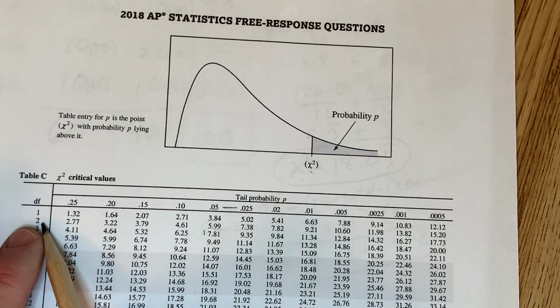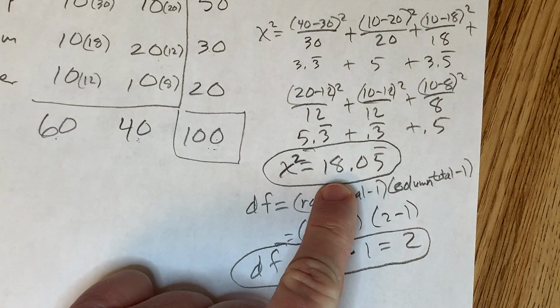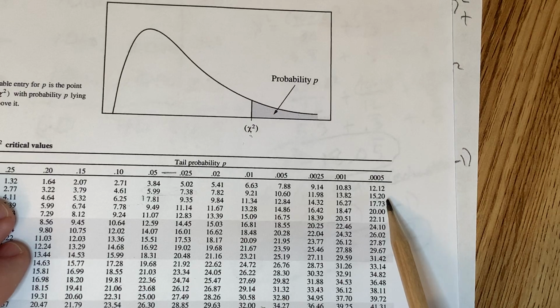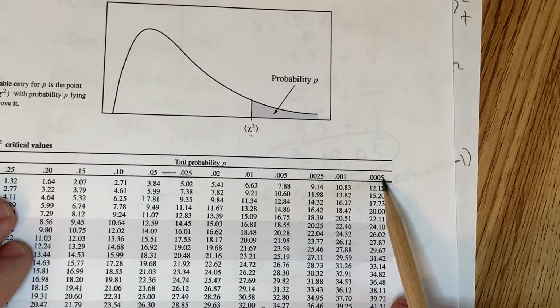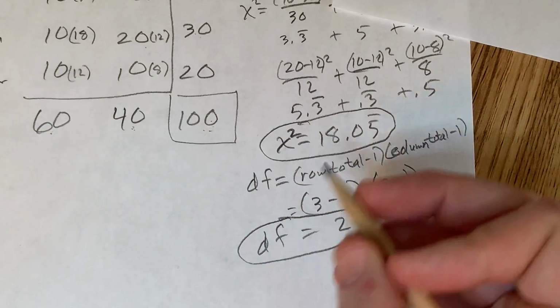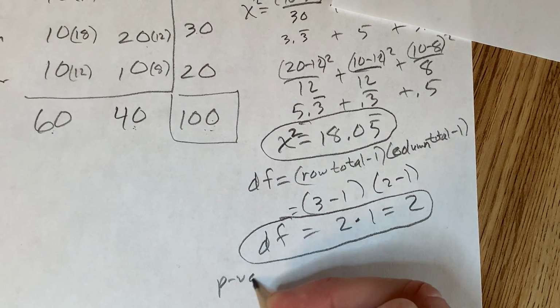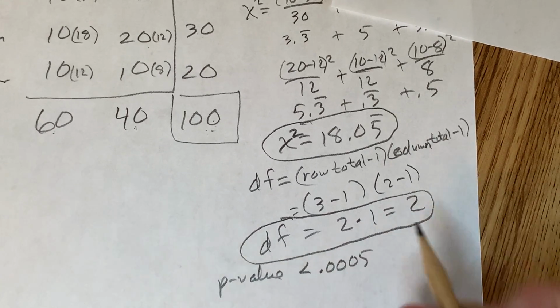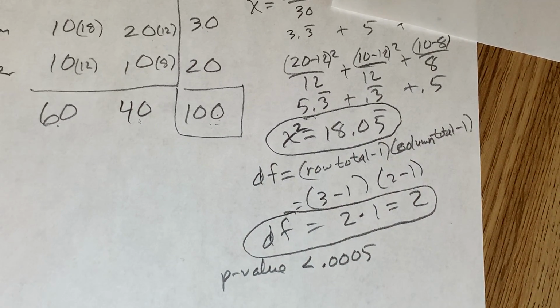So when you go to 2 degrees of freedom, and our chi-squared test statistic is about 18, you would realize our chi-squared value is off the table. The biggest one here is 15.2 in this row. In other words, the p-value would be below that. And so we would say our p-value is less than 0.0005, and so we would reject the null in favor of the alternative because of the low p-value.